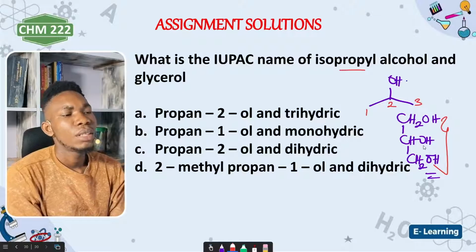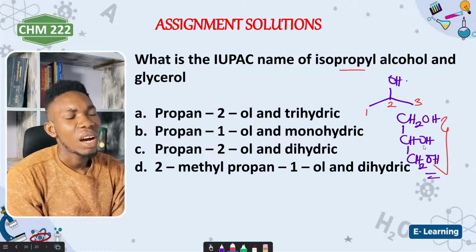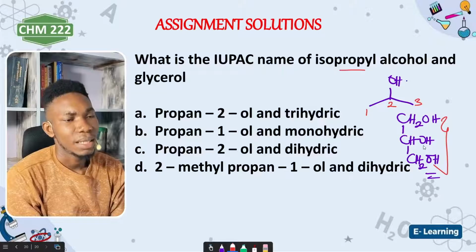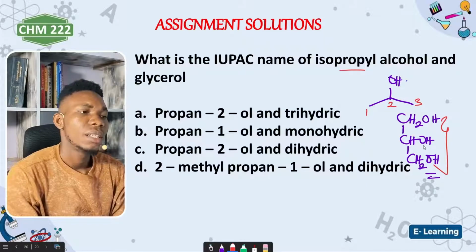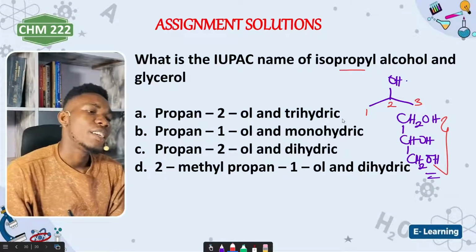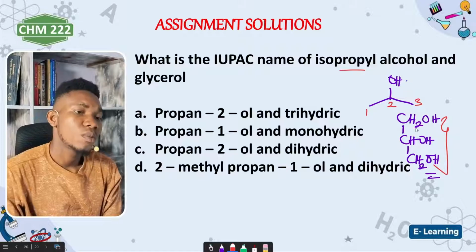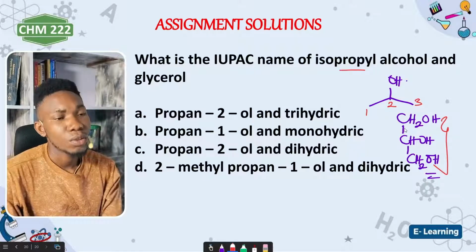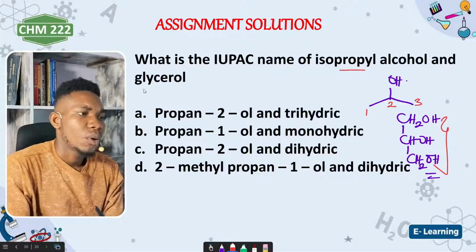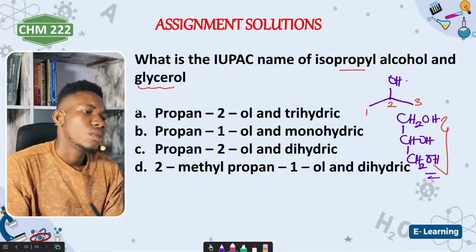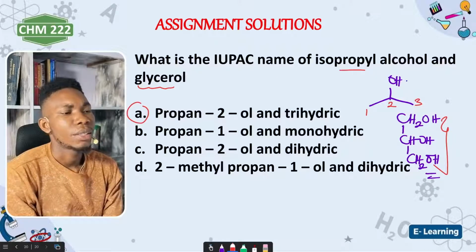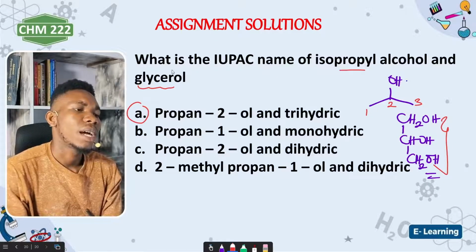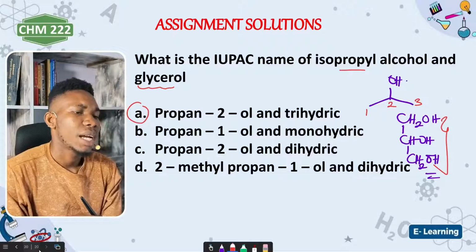You don't really call it trihydric alcohol, I don't know why the option is like this. But if we want to name it, we can call it propan-1,2,3-triol. Are you getting it? But it is actually a trihydric alcohol. But the correct name is supposed to be propan-1,2,3-triol for glycerol. All right. So the correct option is option A, which is propan-2-ol and trihydric alcohol, and it is trihydric. Glycerol is trihydric. All right.